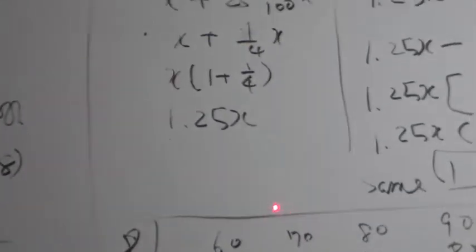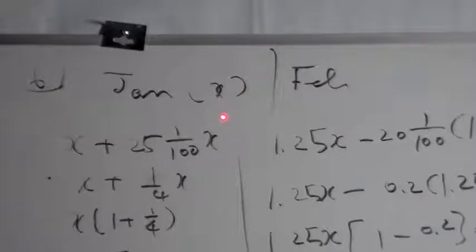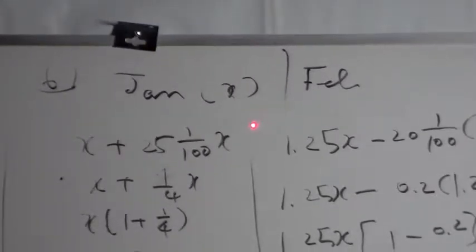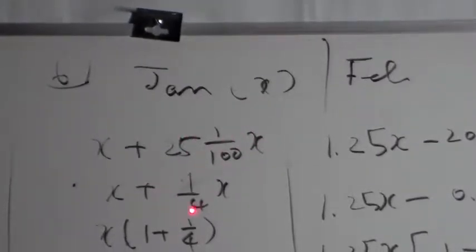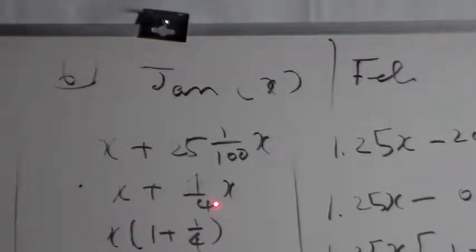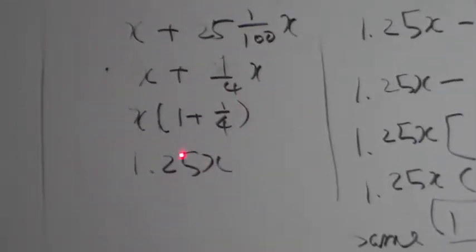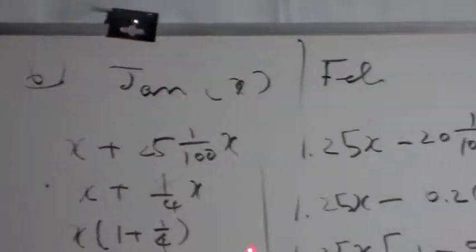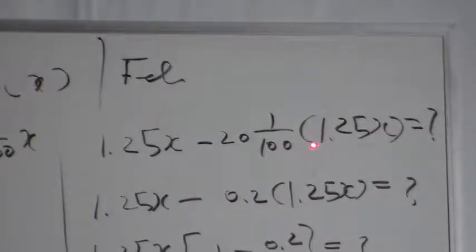Okay, next one is this one. The stock price in January and February. Start from January, the stock is X. Then it increases 25%. So X plus 25% of X is 1.25X. So I'm gonna pull this out and make it simple, 1.25X. Then February, 20% decrease. So 1.25 minus 20% of this price, 1.25.